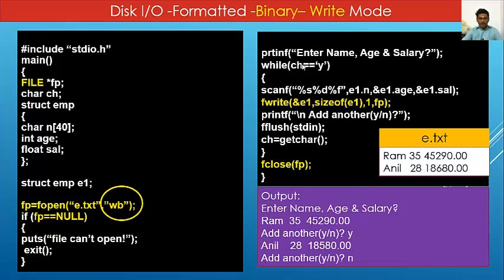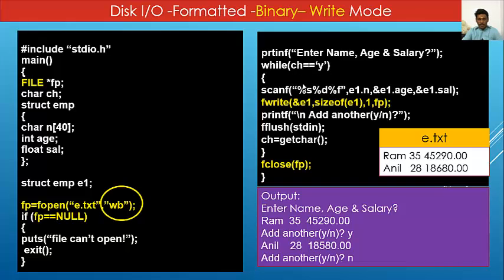Then the while condition is checked. This is also character ch equal to 'y'. We must assign 'y'; this was also a typing error. Character ch equal to 'y' within single quotation marks. So ch already has 'y'. 'y' equal to 'y', the condition is true.